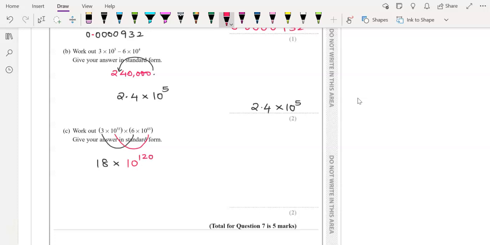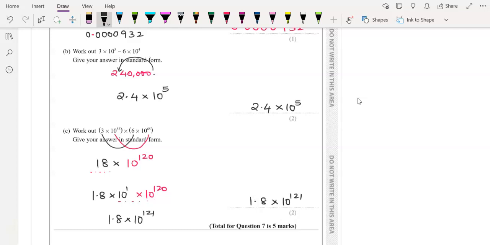But they want our answer in standard form. So if you look here, 18 is not in standard form. To write 18 in standard form, it will be 1.8 times 10 power 1. And we already have 10 power 120. So we can combine these two. My final answer will be 1.8 times 10 power, add the powers, you will get 121. So final answer 1.8 times 10 to the power 121.